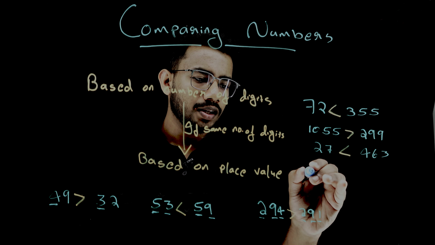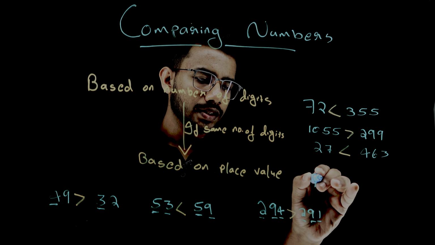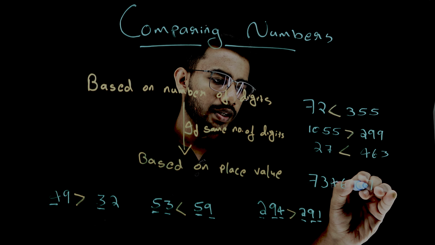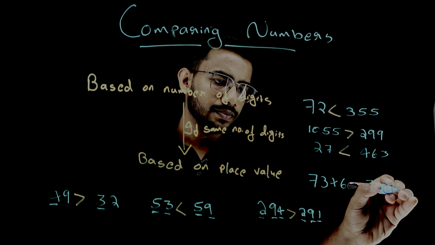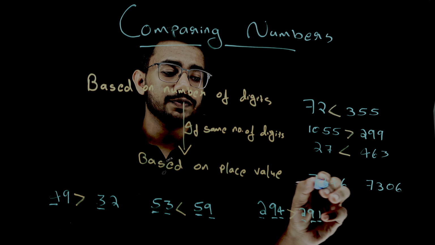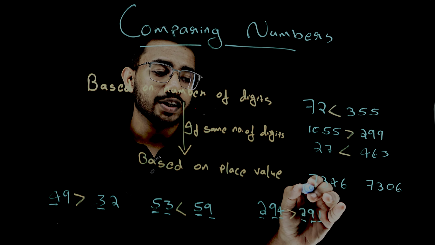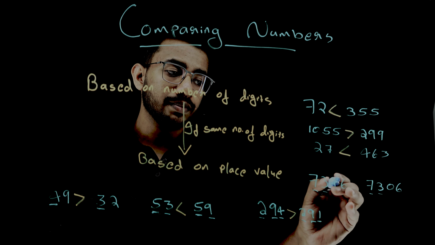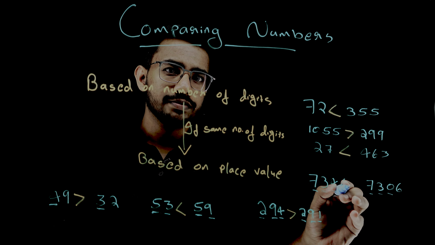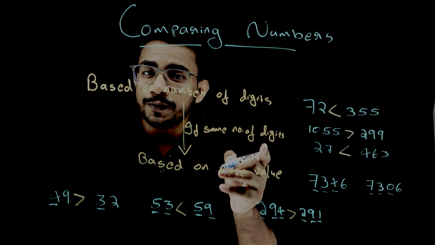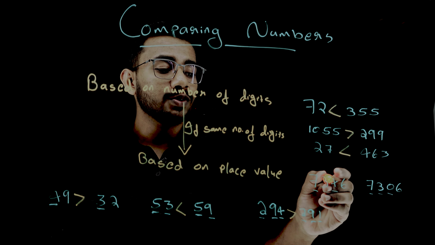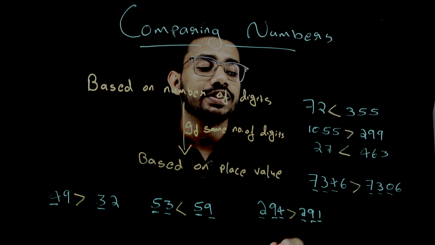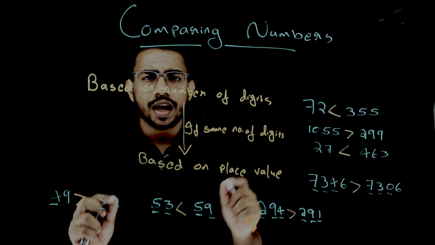Now a last example. I have 7346 and 7306. I have the same number of digits, 4 digits. We have to compare from the left side onwards. 7 same, 3 same, 4 or 0, which is larger? 4 is larger. That makes 7346 greater than 7306. I hope this idea is clear.